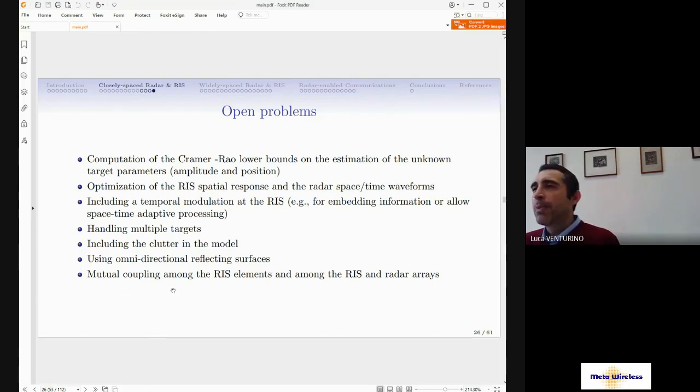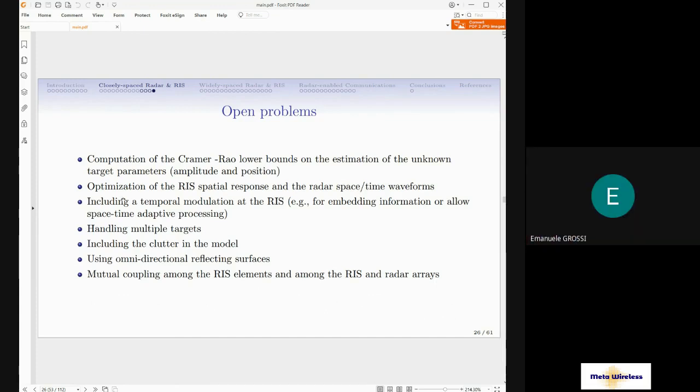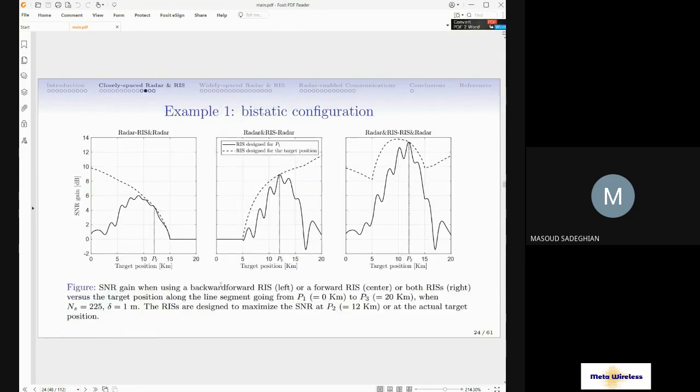So for the next part, I will pass. There is another question. Sorry for the last question. In slide number 24, I think, the right figure, why is the dashed one not symmetric? When it's off at the transmitter, the SNR is less than when it's off at the receiver.